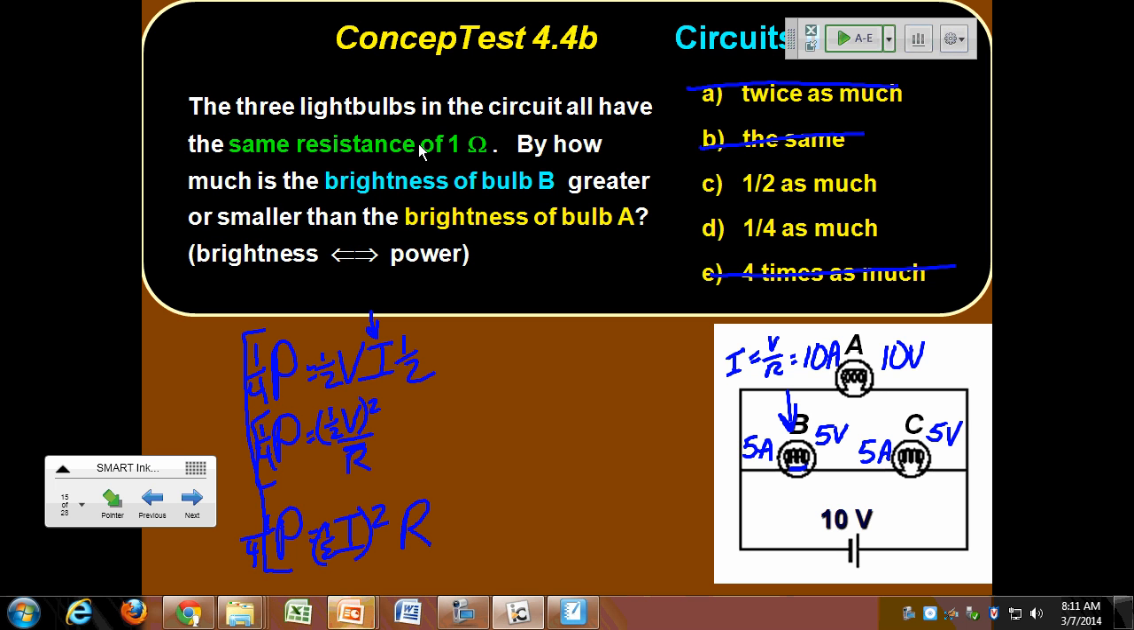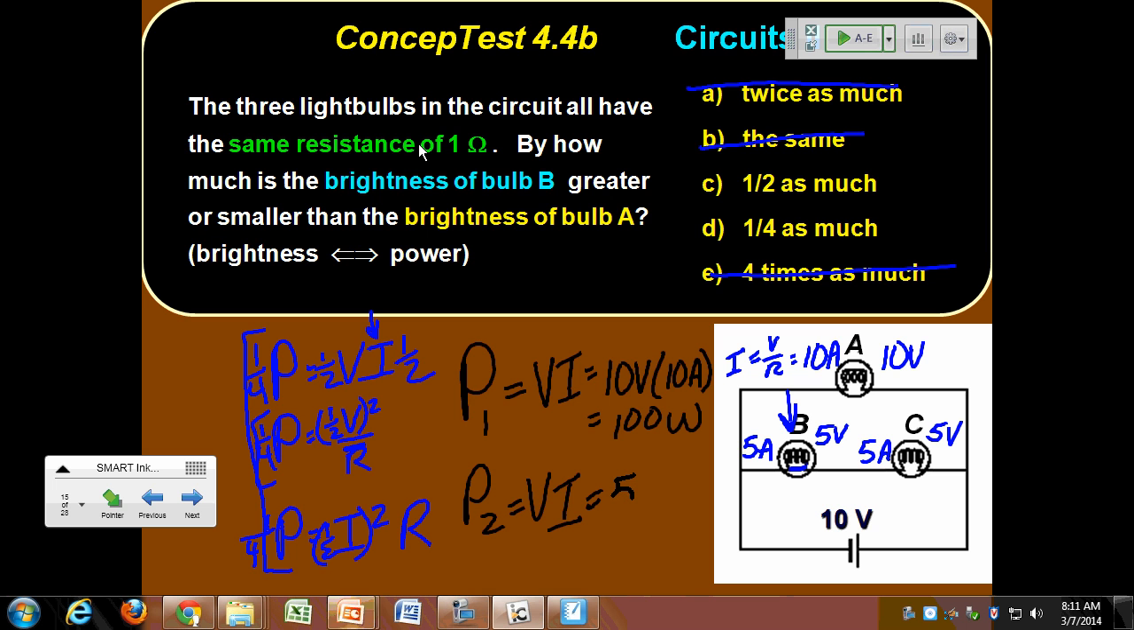So the power of bulb 1, I'll just do VI, is going to be 10 volts times 10 amps. That's equal to 100 watts. The power in bulb 2 is also going to be VI. That's going to be 5 volts times 5 amps. So it's 25 watts. So I have a factor of a half here and a factor of a half here. Yeah, you have to have 5 volts because they split that voltage.